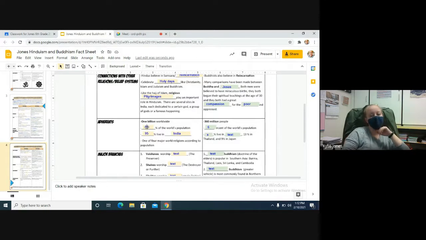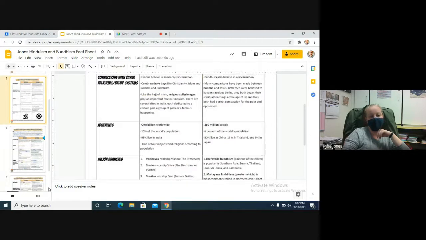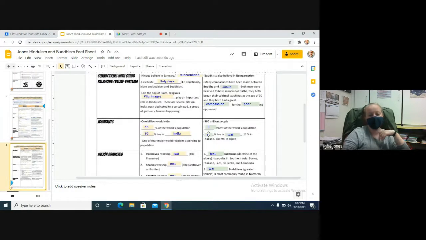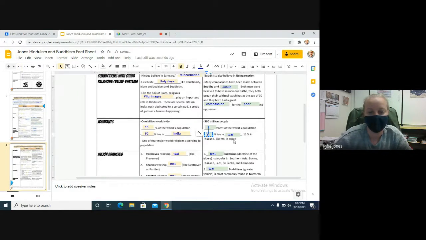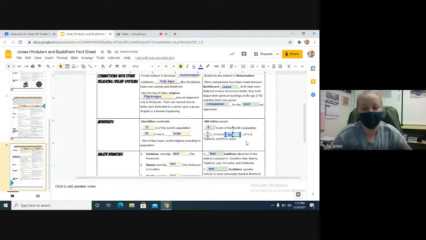And then our next part says blank percent live where? 50%. Oh, I accidentally got rid of my text box. There we go. So 50% of Buddhist people live where? In China.